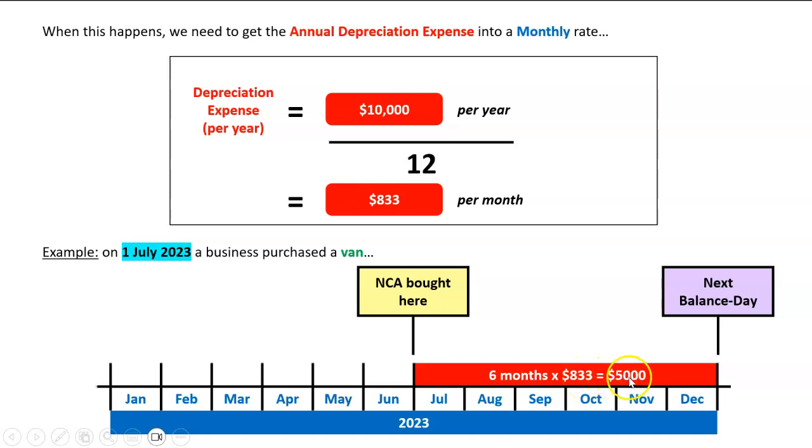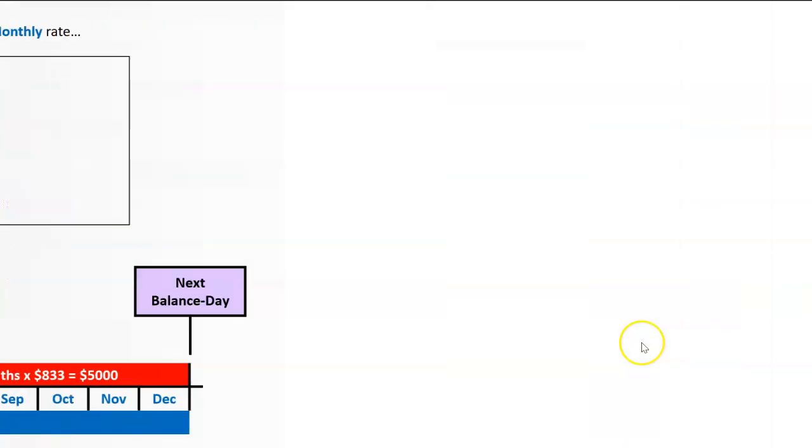So you can see that that was for a nice 6 months. That's half a year. So $5,000 was half of 10,000. And with the rounding, again, don't stress. If it rounded up to 5,001 or 4,999, it doesn't matter. But we've got 6 months at $833. But what about if we just wanted 1 month or 3 months or 4 months of depreciation? Well, the formula works the same.